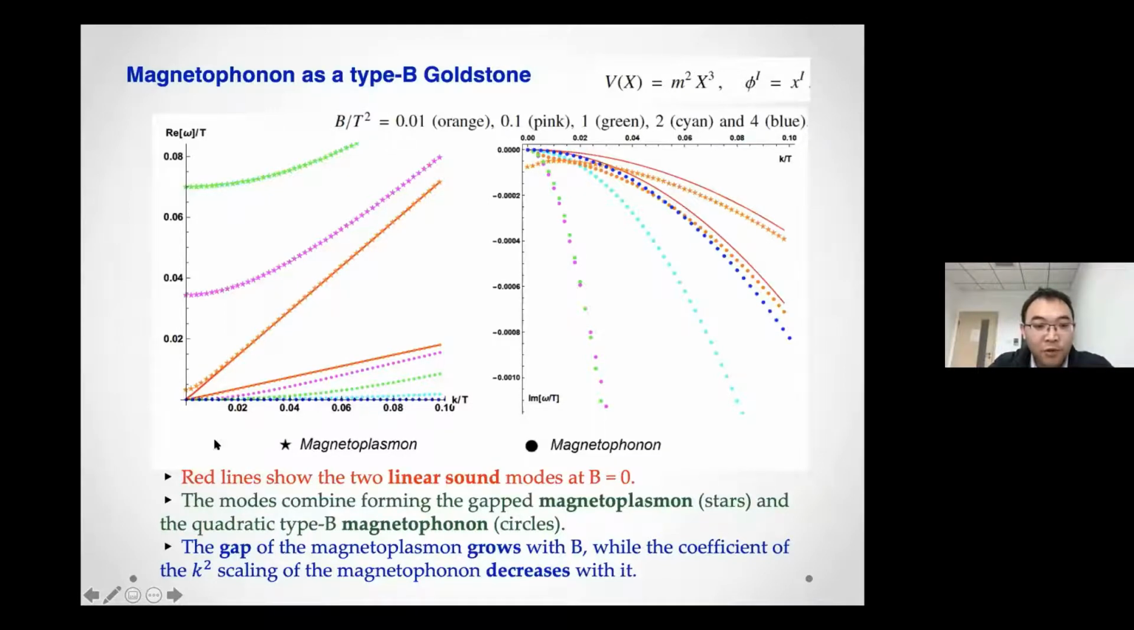And as usual, as we turn on the magnetic field, these two modes combine together to form the gapped magnetophonons. These star points, this curve. So we have a finite gap here, and quadratic behavior of the magnetophonons as a function of wave number. You see the gap of the magnetophonon increases with the magnetic field, and the coefficient of this k-squared scaling decreases with the magnetic field.